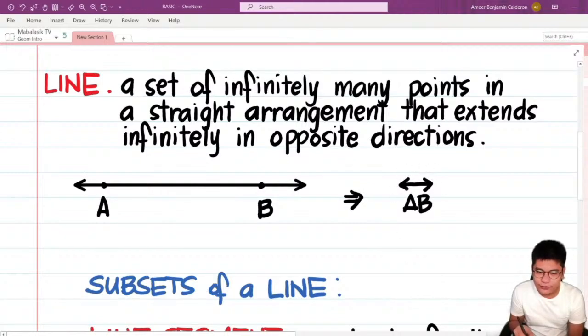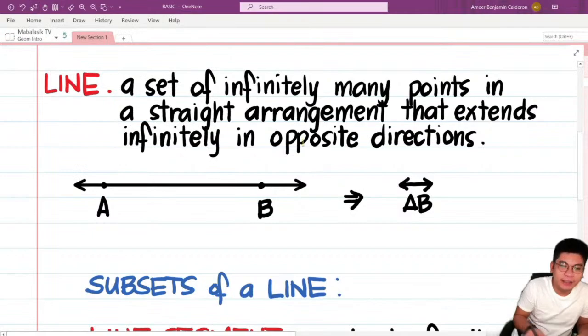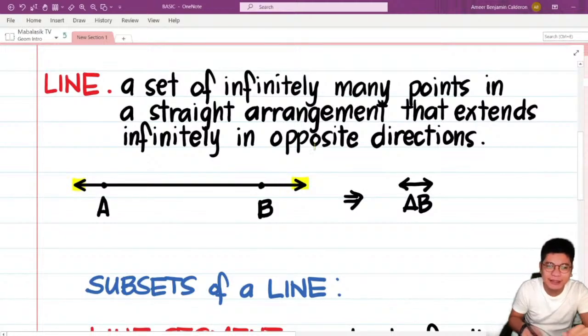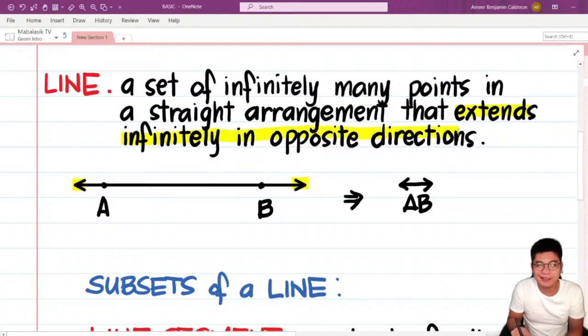Okay guys, I want you to look at the accent. The accent looks something like that, a segment and then 2 arrowheads. So that is how we name a line. Notice that we have 2 arrowheads, right here and right there. Ano yung ibig sabihin ng arrowheads na yan? Ang ibig sabihin ng arrowheads na yan ay extends infinitely. Since the arrowheads point in opposite directions, then the line extends infinitely in opposite directions.